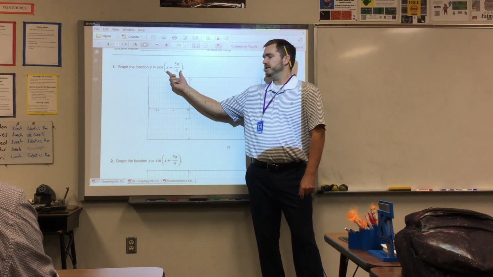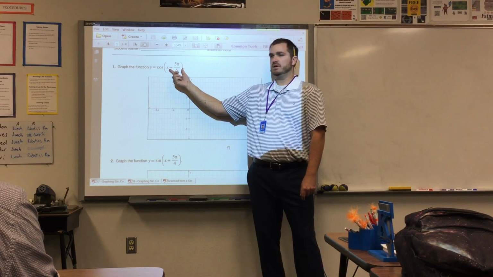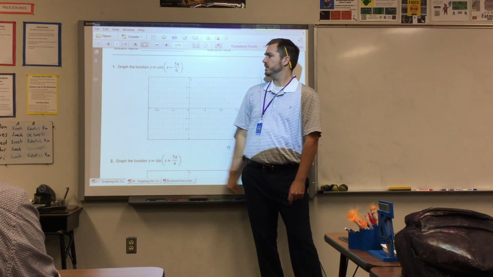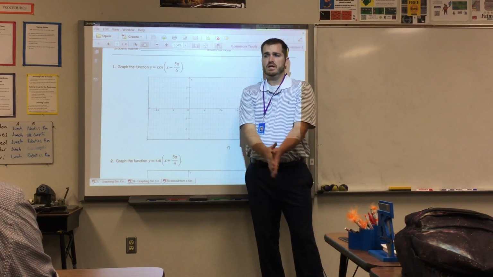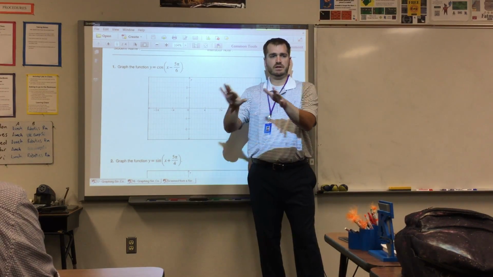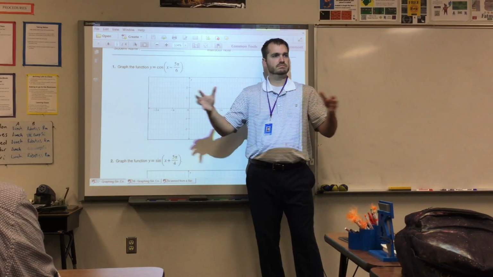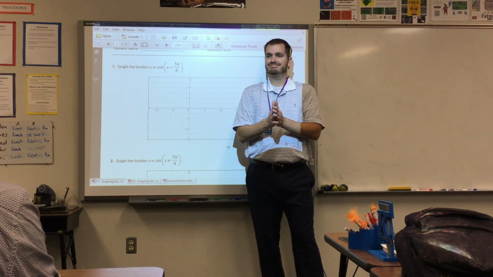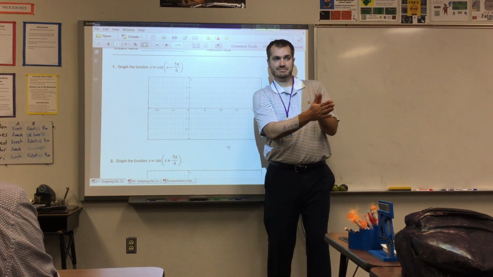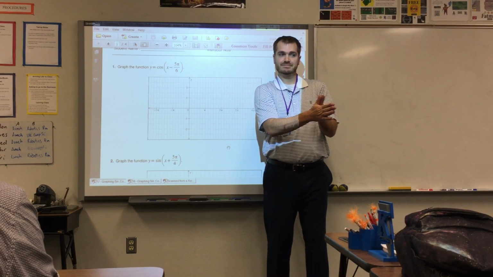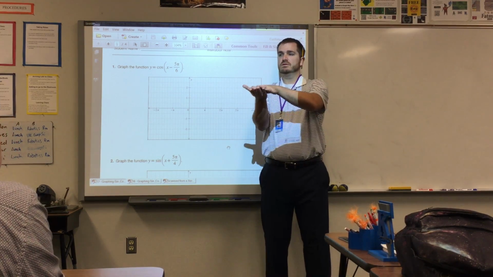What is going to happen if there's a plus or a minus on the inside there? All right, we call this a phase shift. Does anybody want to make a guess how that's going to affect the graph? Up, down, left, right, bigger, smaller? Anybody want to make a prediction?